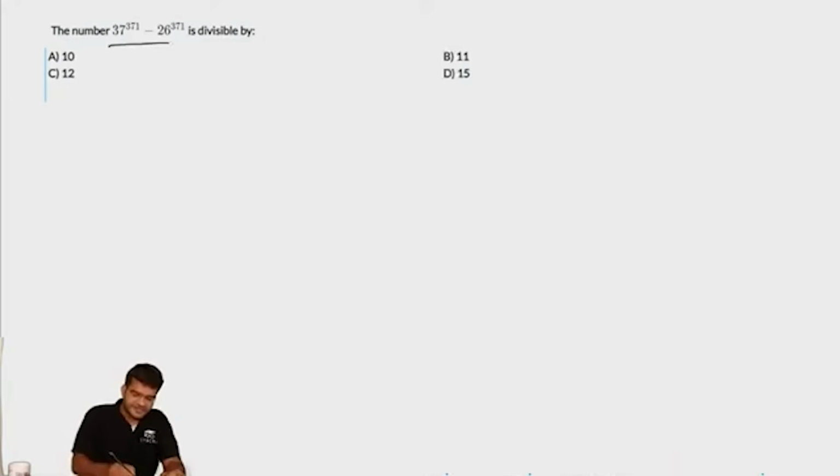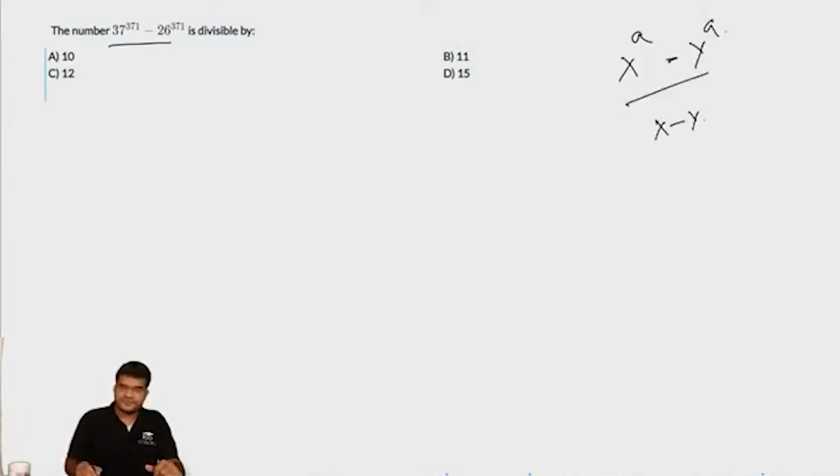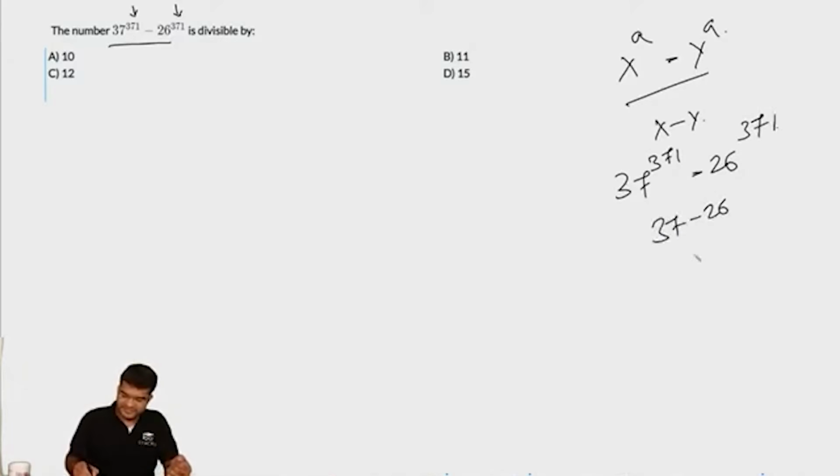Okay, in this question we are given an expression. We are told to find out which of the numbers 37 to the power 371 minus 26 to the power 371 is divisible by. So if you are given an expression x to the power a minus y to the power a, this is always divisible by x minus y. If you look at the given expression, the powers for both of them are the same, which is 371. So 37 to the power 371 minus 26 to the power 371 is definitely going to be divisible by 37 minus 26, which is equal to 11. So the correct answer in this case is 11.